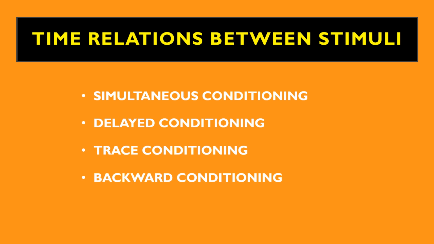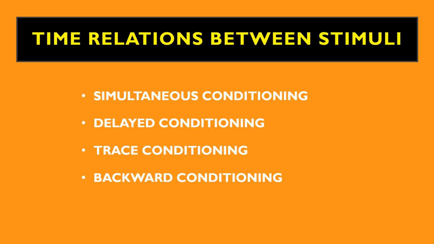Simultaneous conditioning. When a conditioned stimulus, that is the sound of the bell, and an unconditioned stimulus, that is food, are presented together, it is effective to acquire a conditioned response, but it requires a greater number of trials. That is, you need to present the dog the food along with the bell sound several times.